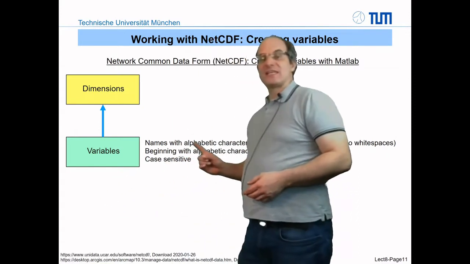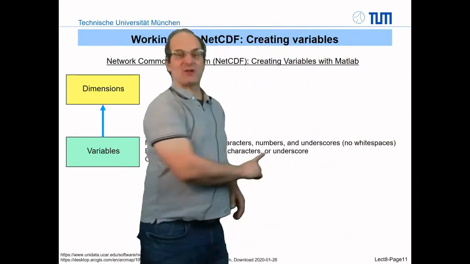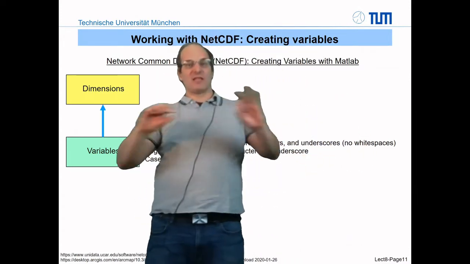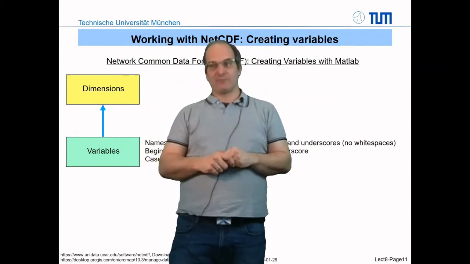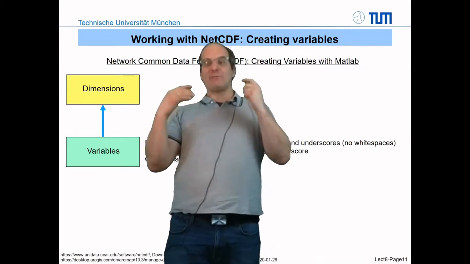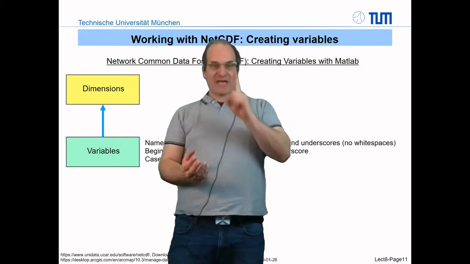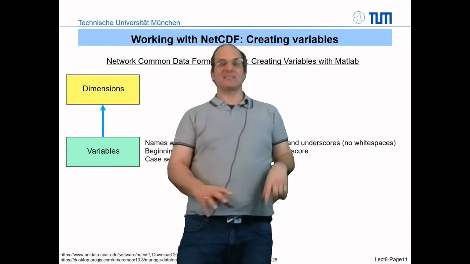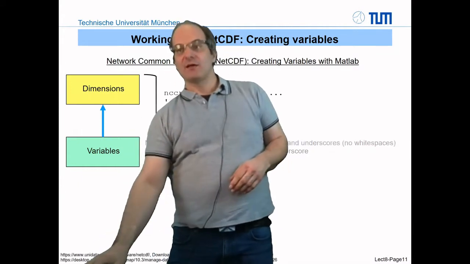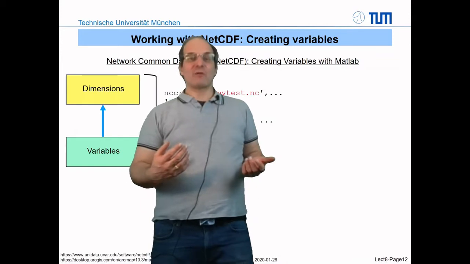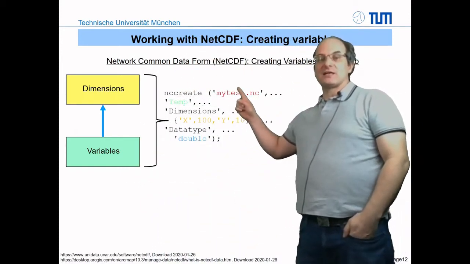Variables are names with alphabetic characters, numbers, and underscores, but not with white spaces. So it's like in a normal computer language, you have one special identifier. You have to begin with an alphabetic character or with an underscore, not with a number, and they are case sensitive. So these things are the names of these variables. And then how do you create these variables? So if I jump to here, you see that the variables look like this.